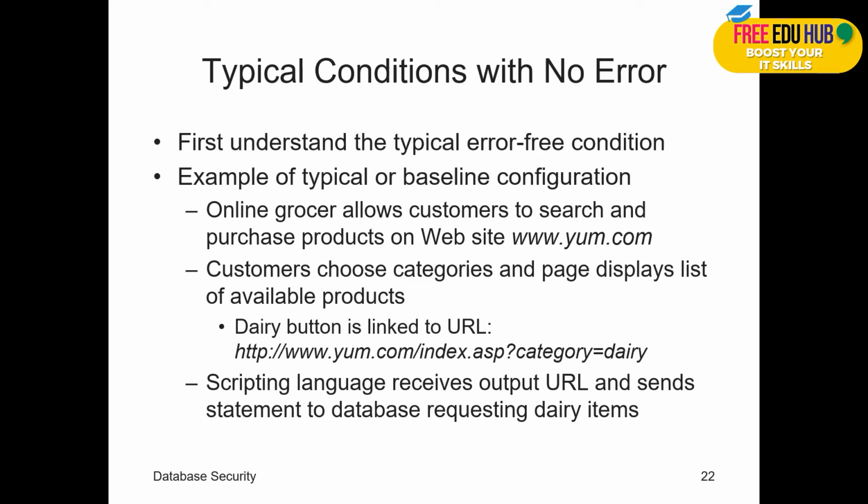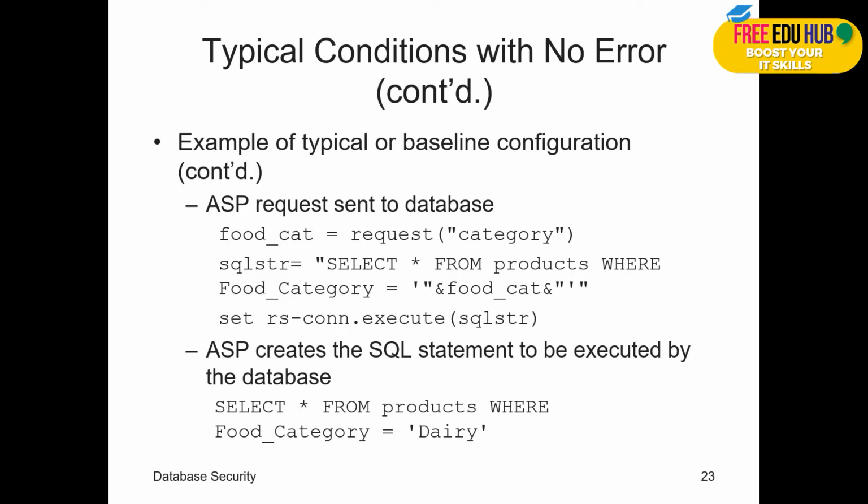Scripting language receives output URL to send the statement to the database requesting the dairy items. Now there is a way in the programming, if you are defining or writing the code yourself, you can suppress the exact information it's trying to get from the database in order to protect the data which is there in your database.